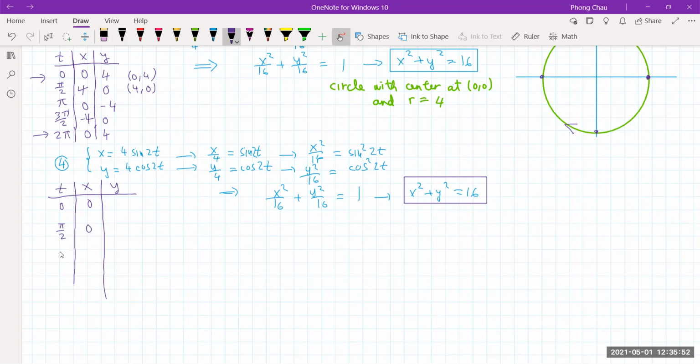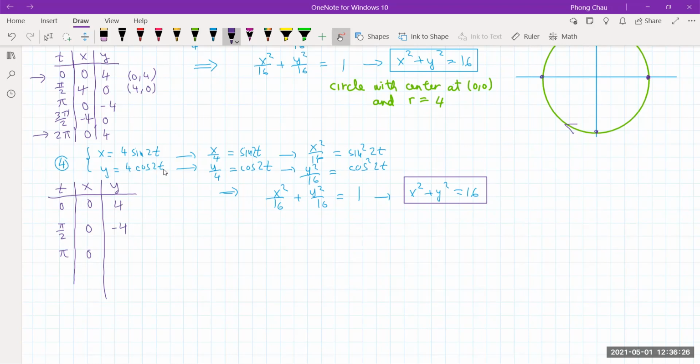Okay, and then if you're looking at pi, now it's sine of 2 pi. Sine of 2 pi is 0, so it's still 0. If you look at the cosine, cosine of 0 is 1 times 4, so that is 4. When I have pi half, cosine of pi is -1, and -1 times 4, I get -4.